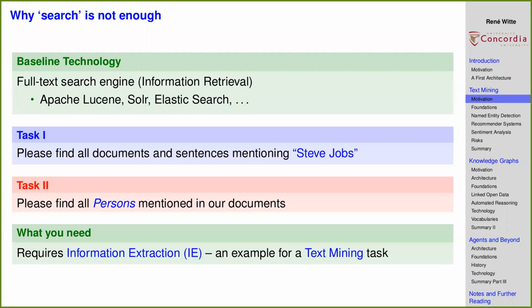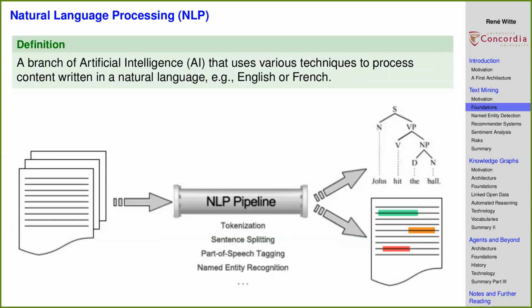So that would just not work. You cannot just rely on search. You need something else. You need an AI technique that's called information extraction. And that's a specific subtask of text mining, which is, as I mentioned, an application of natural language processing.